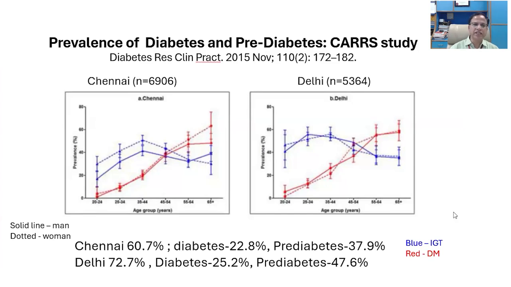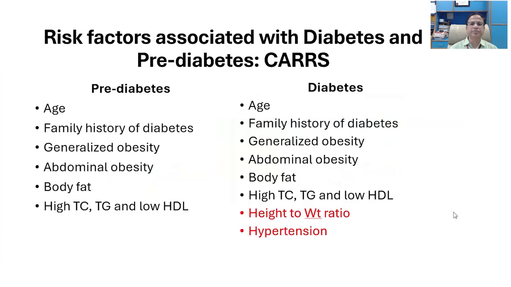So what you are seeing is there is a progressive increase in the red lines till the age of 65 years, because more than that we do not have data. Our cutoff was 65. But for pre-diabetes, there is a progressive increase until the age of 35 to 45, and it does not increase further. That shows that more cases from pre-diabetes are getting converted into diabetes. These are the comparative study of two metro cities from India, Chennai and Delhi.